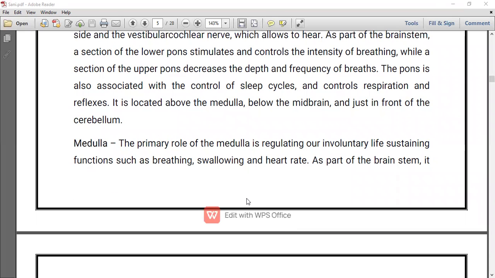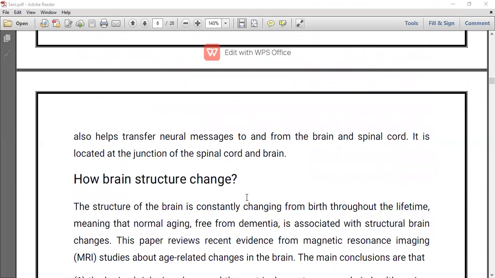Medulla. The primary role of the medulla is regulating our involuntary life-sustaining functions such as breathing, swallowing, and heart rate. As a part of the brainstem, it also helps transfer neural messages to and from the brain and spinal cord. It is located at the junction of the spinal cord and brain.